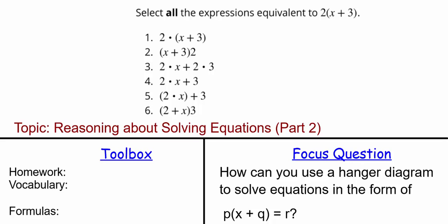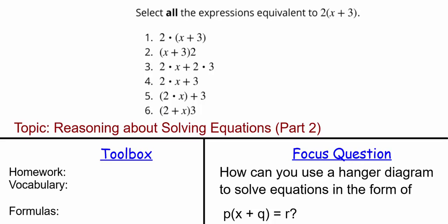Okay, this is Unit 6, Lesson 8, Reasoning about Solving Equations, Part 2. And our focus question is, how can you use a hanger diagram to solve equations in the form of P times a quantity x plus Q equals R? So you notice that one looks a little bit different. It has parentheses.